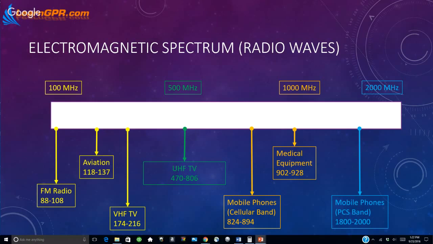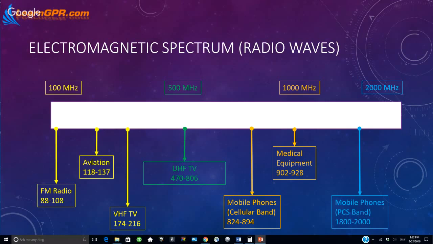Now, most phones today are multi-frequency, and they'll have cellular band and they'll have PCS band. But the reason I show you this is generally the frequencies used in utility locating are between about 200 and 1000. Those tend to be the most effective frequencies.